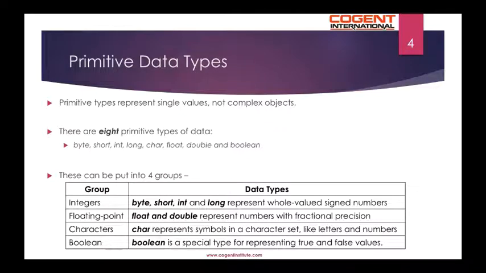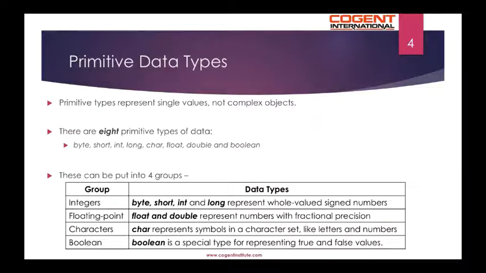Let's look at the primitive data types in Java. Primitive types represent single values, not complex objects. There are 8 primitive types of data, which are byte, short, int, long, char, float, double, and boolean. These can be put into 4 groups.